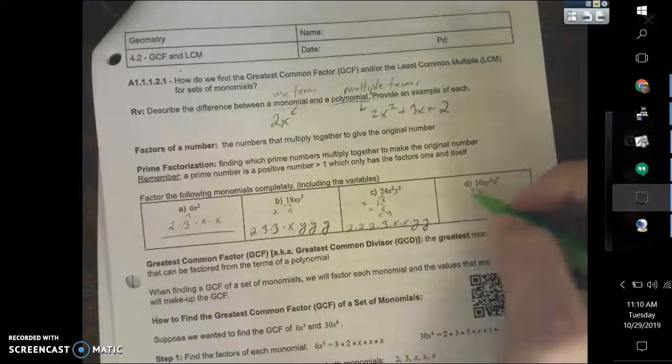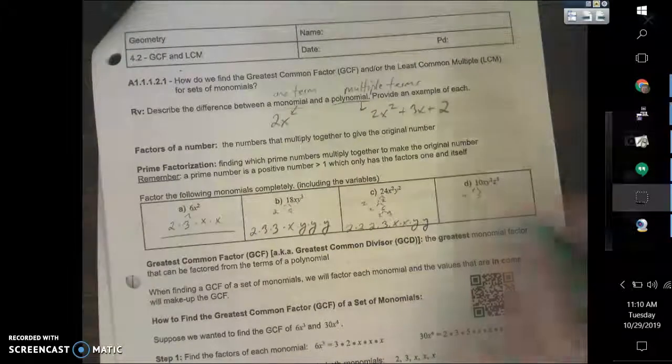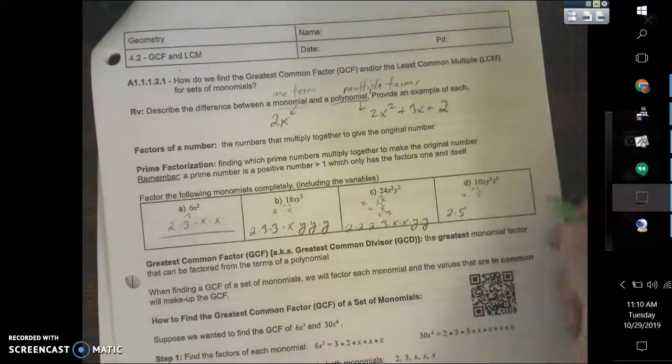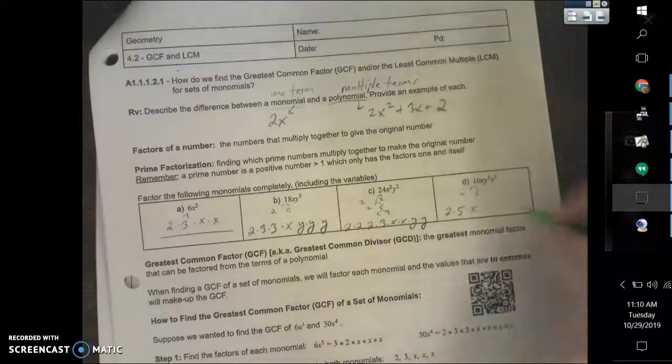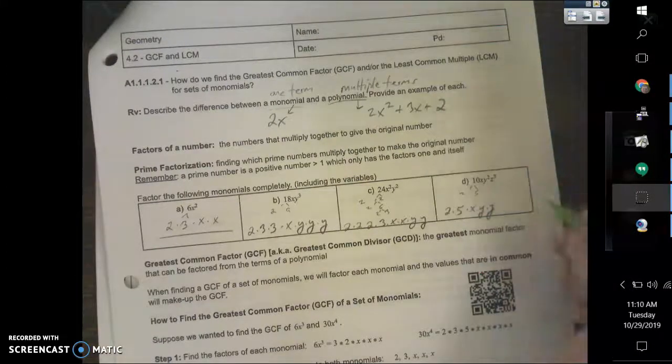Finally, 10, we can do 2 and 5, so that's 2 times 5. Then I've got 1 x, I've got 2 y's, and I've got 3 z's.